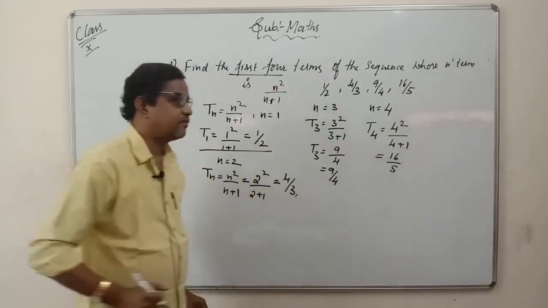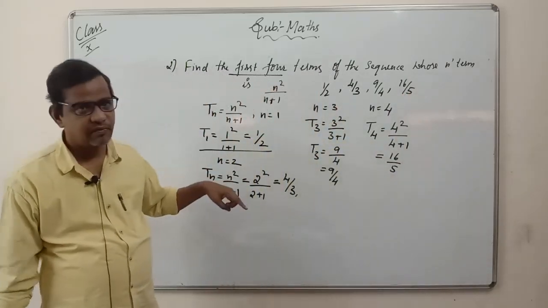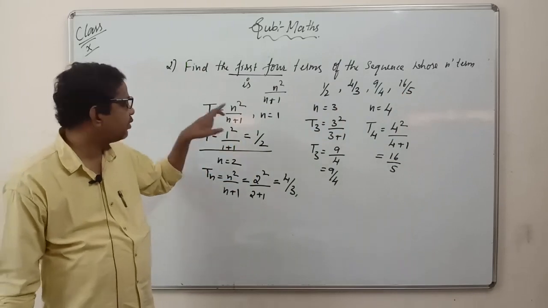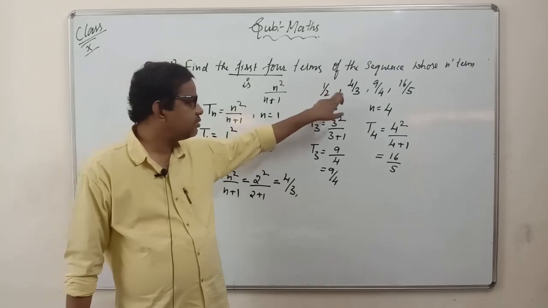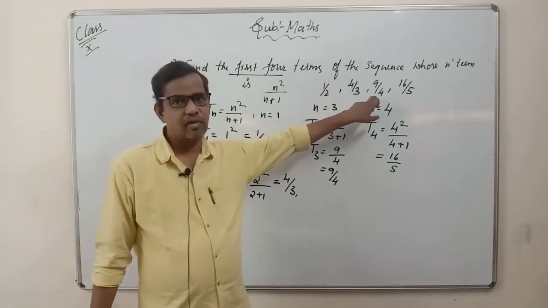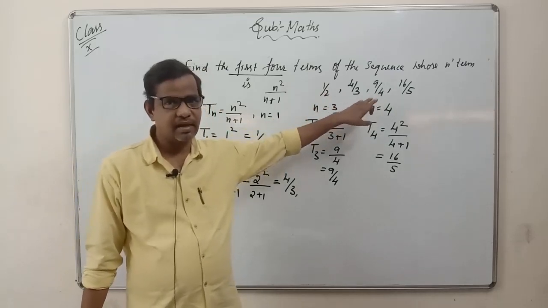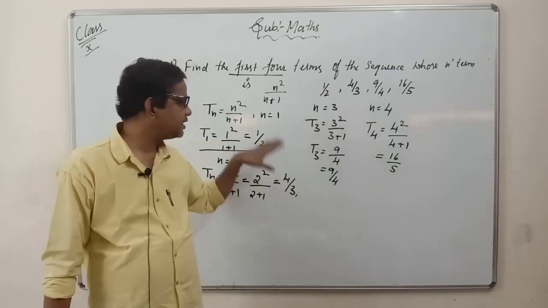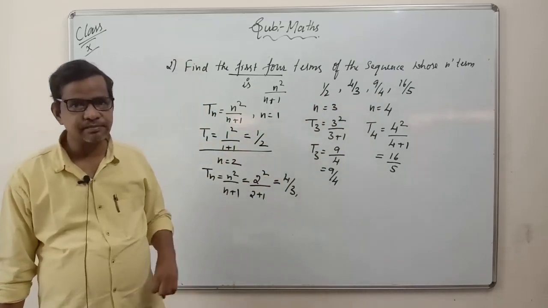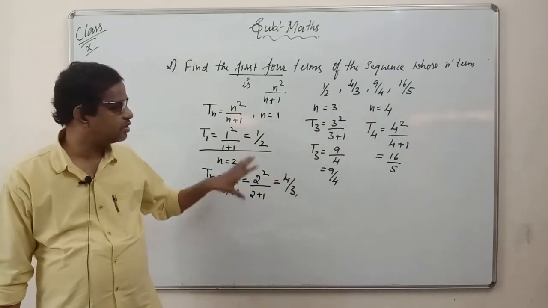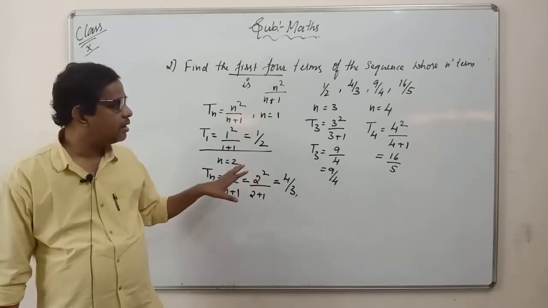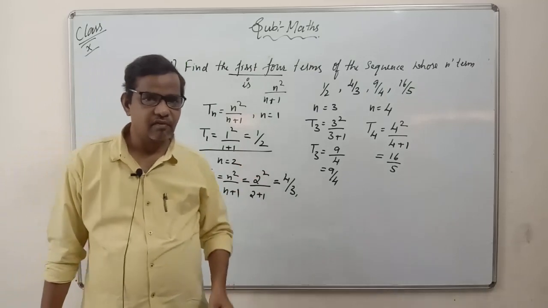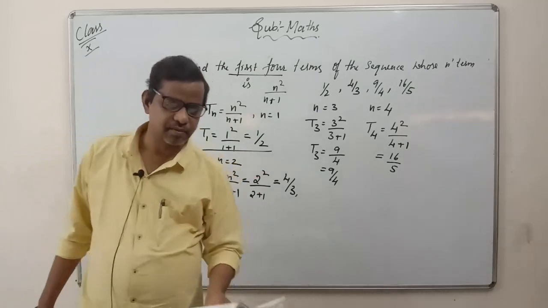Therefore, the first 4 terms of the sequence whose nth term is n square by n plus 1 are 1 by 2, 4 by 3, 9 by 4 and 16 by 5. This will be the answer. Remember, these type of questions you will get for 2 marks. So give concentration. They look easy, but when solving, try to do revision. Okay, we'll go for the next problem then.